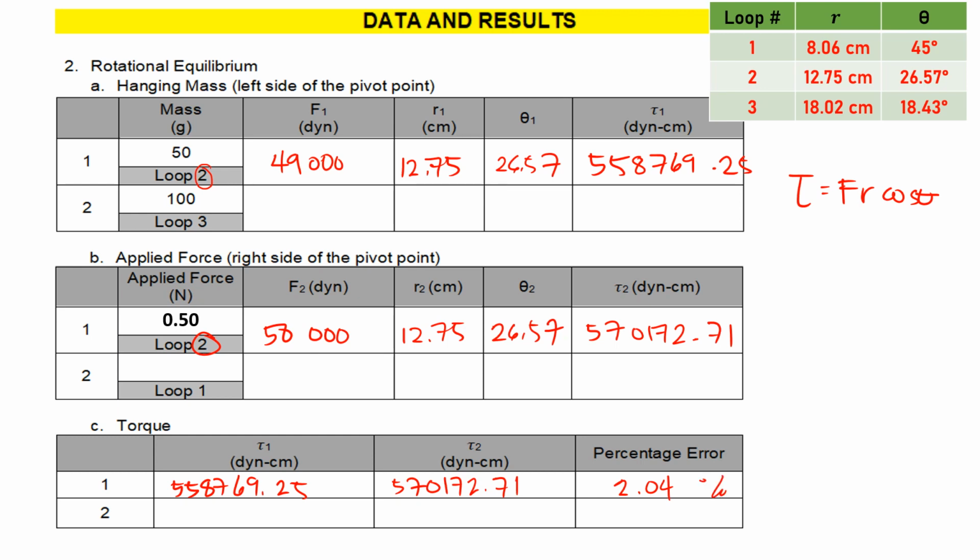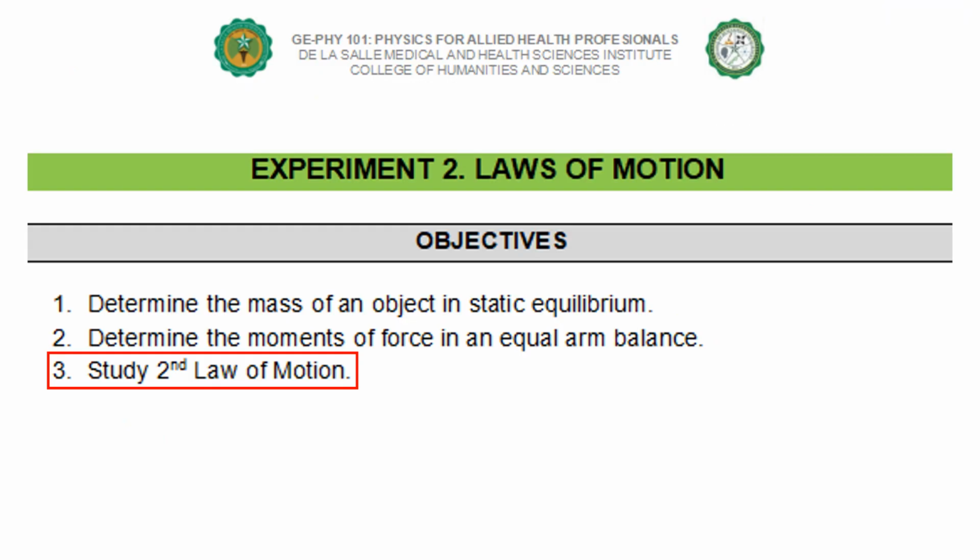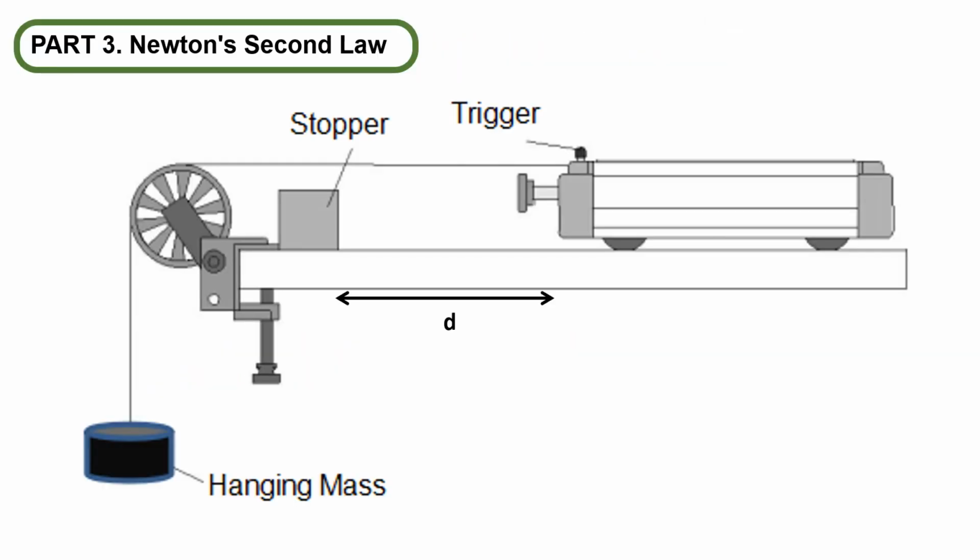So this is the second part of the experiment. Now let's move to the third part of experiment number 2, which is to study the second law of motion. The second law of motion is the law of acceleration, so we are following this formula: summation of force is equal to mass multiplied by acceleration.